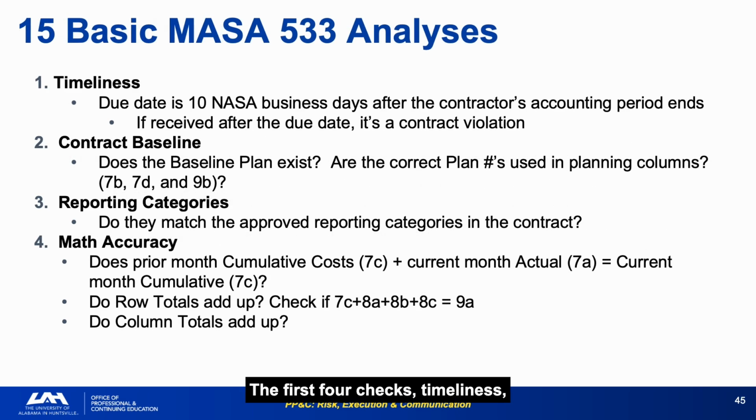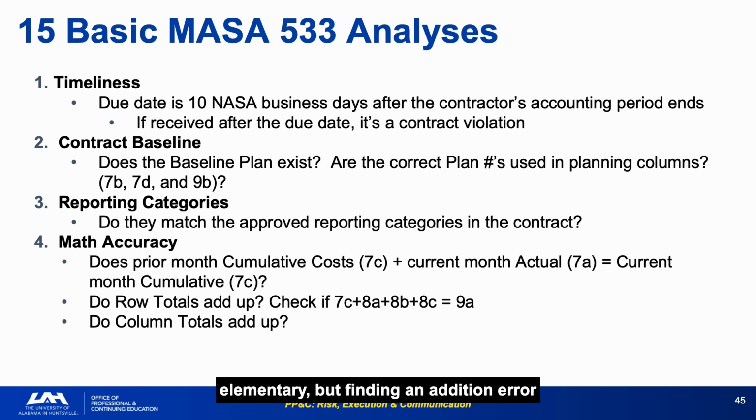The first four checks, timeliness, contract baseline, reporting categories, and math accuracy, are quality gates that must be passed before any analytical conclusions can be drawn from the data. A 533 received after the contractual due date is a contract violation. Most analysts let late deliveries pass without comment. Tracking timeliness creates accountability and usually accelerates future submissions.